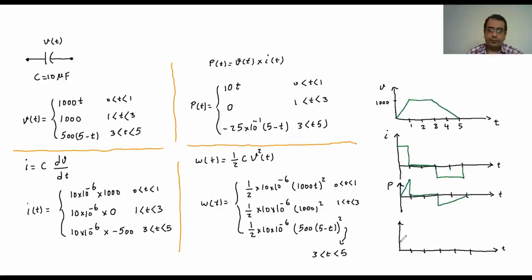And then for this one, if we draw the energy equation, it's going to look like that. It increases up to this point, like that. Then between 1 and 3 it is going to stay constant. And then here it's going to be decreasing back towards 0.